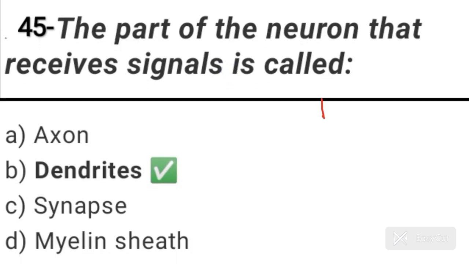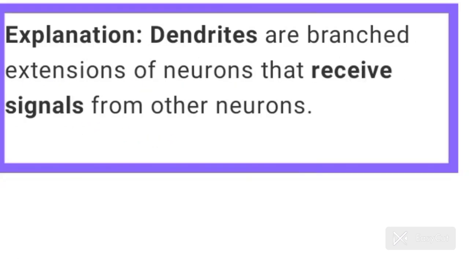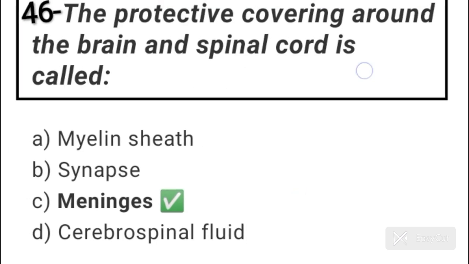Question number 45. The part of the neuron that receives the signals is called? Answer is option B. Dendrites. Dendrites are the branched extensions of neurons that receive signals from other neurons.